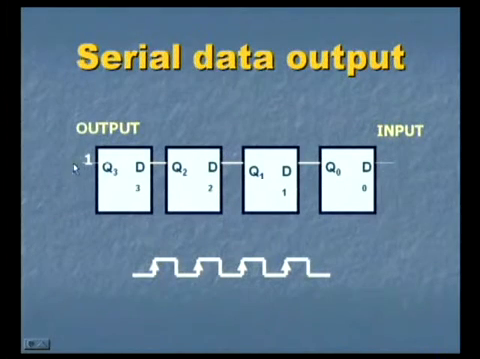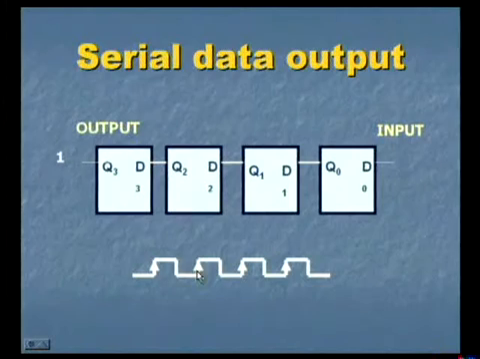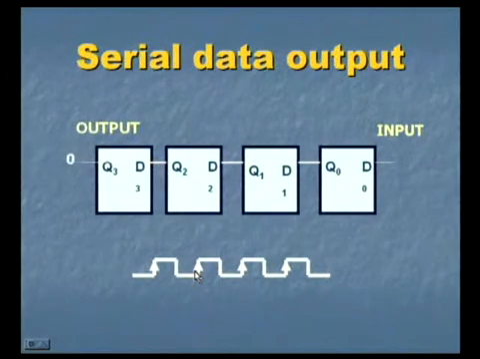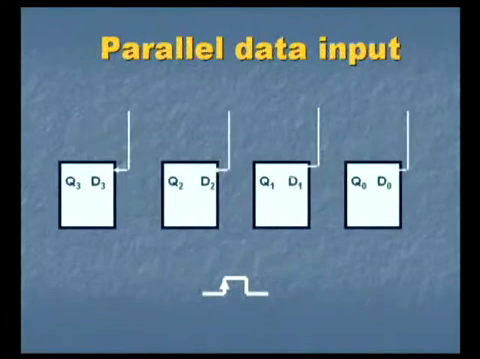On the first clock pulse, the first bit has come out. On the second clock pulse, another bit, on the third clock pulse, as such. That is the serial data output. The last bit has also come out.